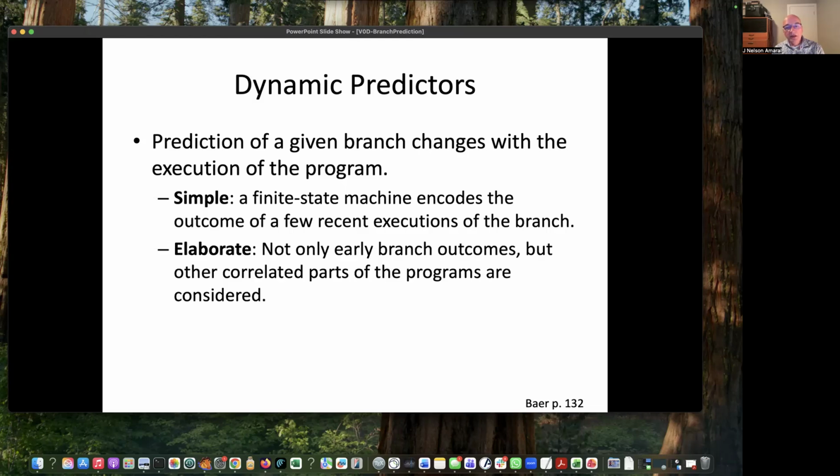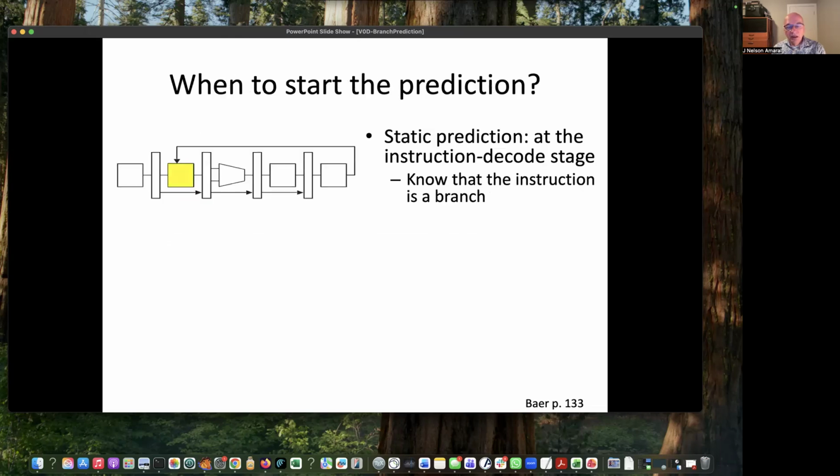There is a more elaborate way to do that, which is to not only use the early branch outcomes, but also to consider a correlation with other parts of the program. So it means that you consider the path that you took to that branch, not only the outcome of the branch in previous executions. The next question is when to start the prediction.